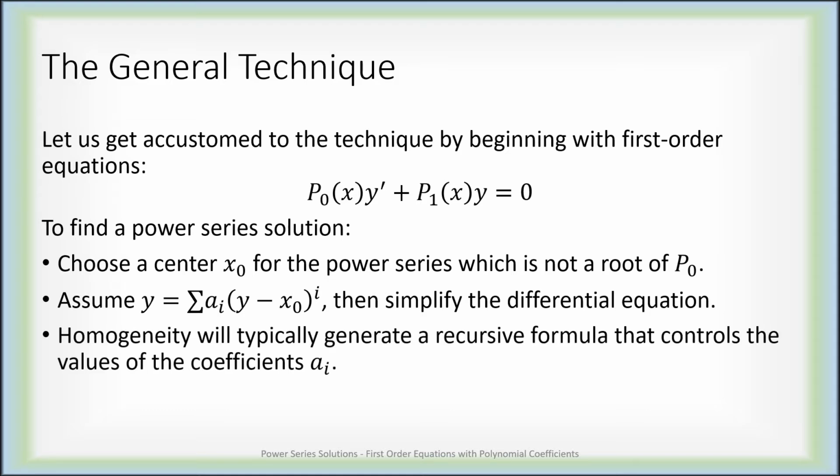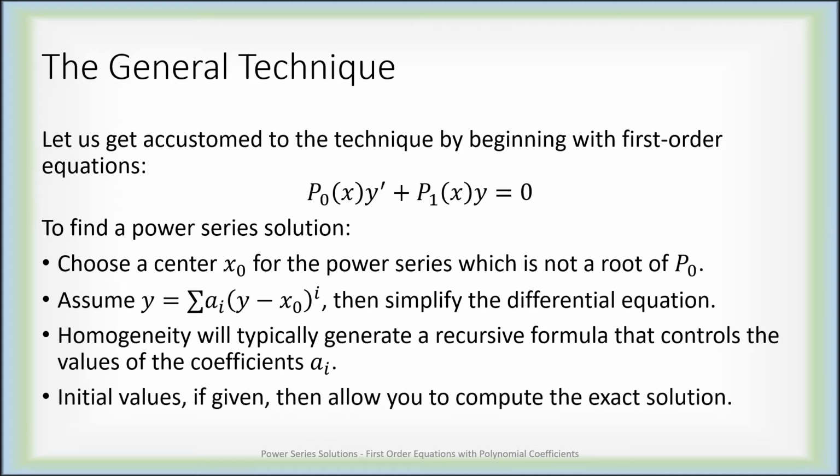We now will have a power series that is guaranteed to have a positive radius of convergence because we centered at an ordinary point. This power series is now equal to 0 because the equation was homogeneous. That will generate a recursive formula to tell us values of the coefficients a sub i. And if you have an initial value problem, that gives you some initial values of the coefficients. Combined with the recursive formula, that will generally allow you to find the exact solution.